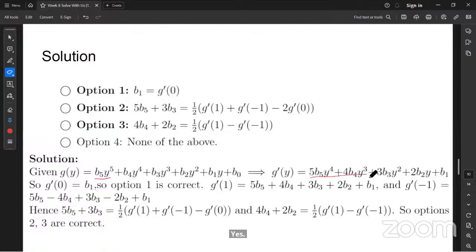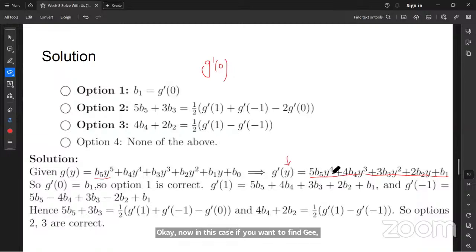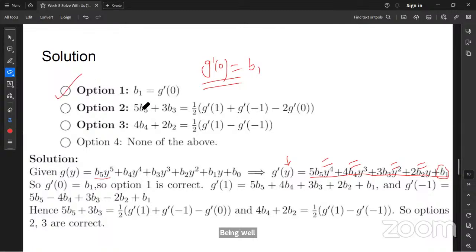Now, in this case, if you want to find g prime of 0, just put y equal to 0 here. So this term will become 0, this term will become 0, this term will become 0, this term will become 0 because of this y. Only one term will be left, and what do we get here? Right. So option A will be correct.